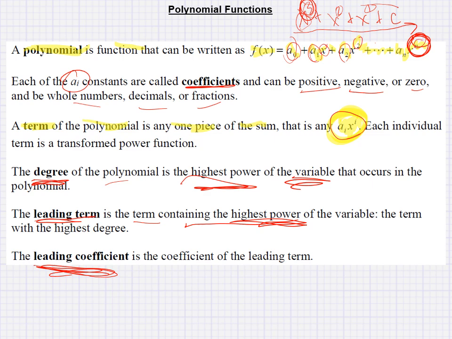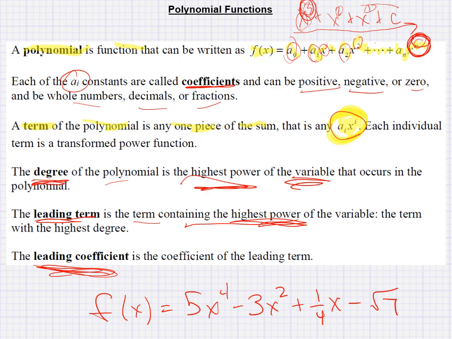If I gave you the function f of x equals 5x to the fourth minus 3x squared plus 1/4 x minus square root of 7, this would be a polynomial. The degree would be four, because that's the highest power. This would be considered the leading term as a whole, and the 5 would be the leading coefficient.